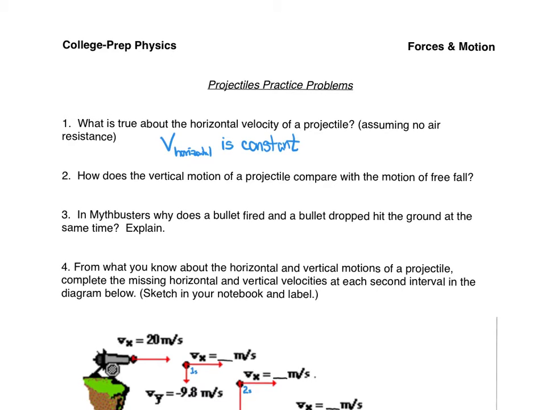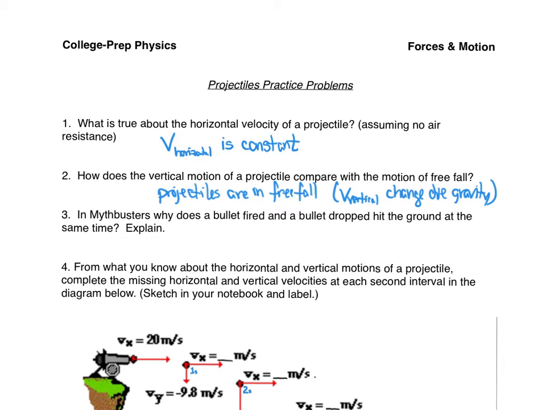Number 2, how does the vertical motion of a projectile compare with the motion of free fall? Well, they are one and the same, right? The vertical motion is free fall, so projectiles are in free fall vertically. Thus, their vertical velocity changes due to the acceleration of gravity, right? So v vertical is going to change due to gravity at a rate of negative 9.8 meters per second every second.